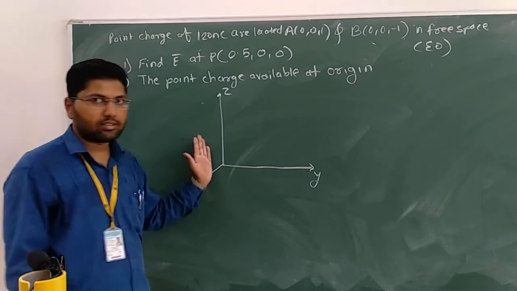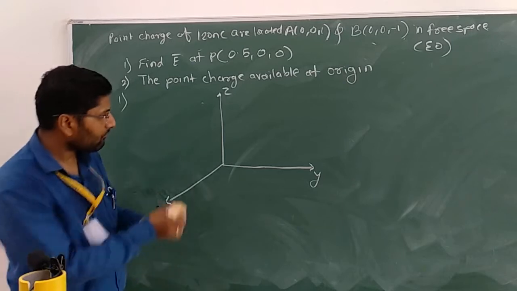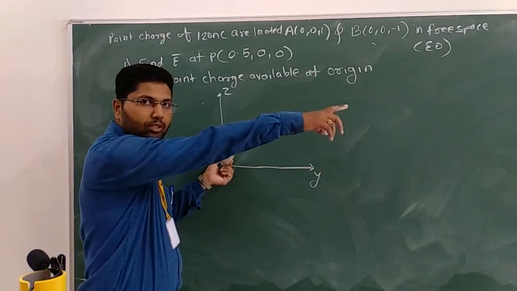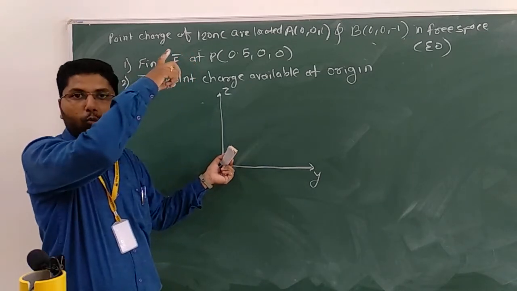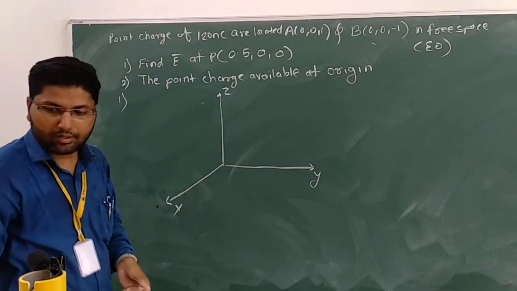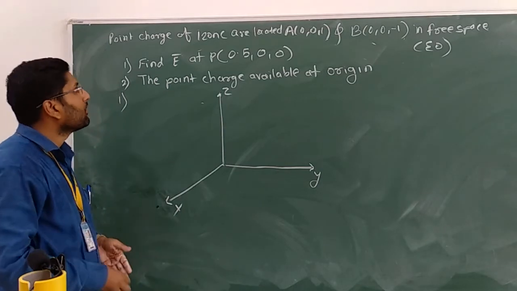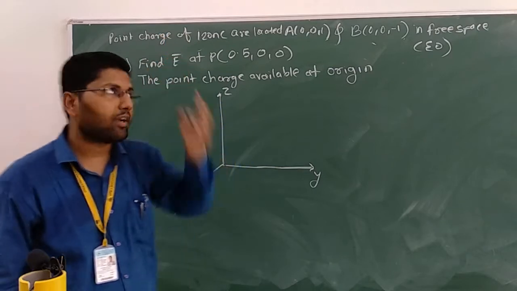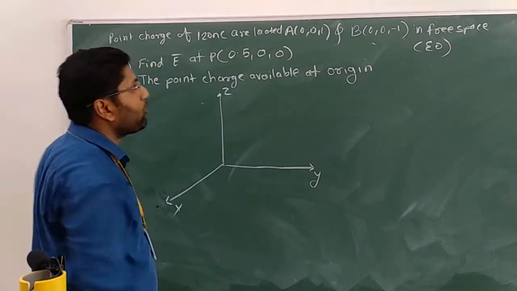This X is out of the board, this Y is towards the right side and Z is on the upward side. That is the way. This is the three-dimensional Cartesian coordinate system. Now we have to plot the points, and find the A point.